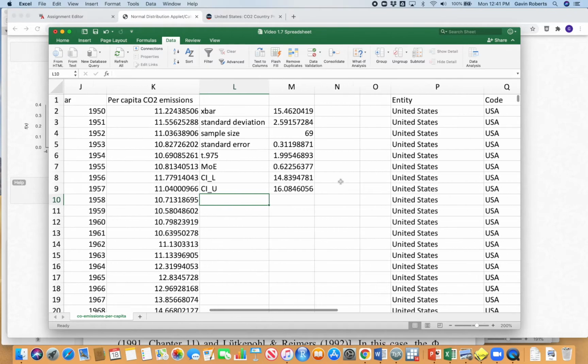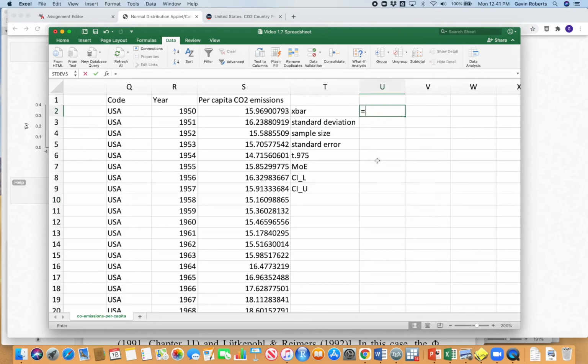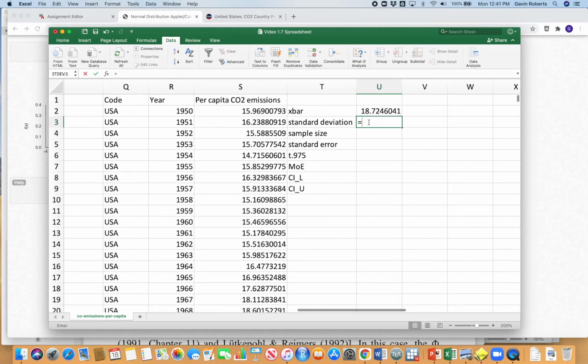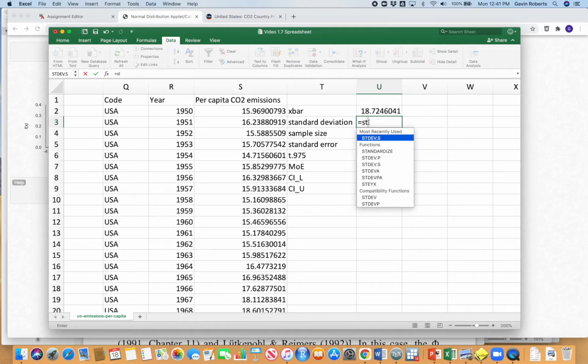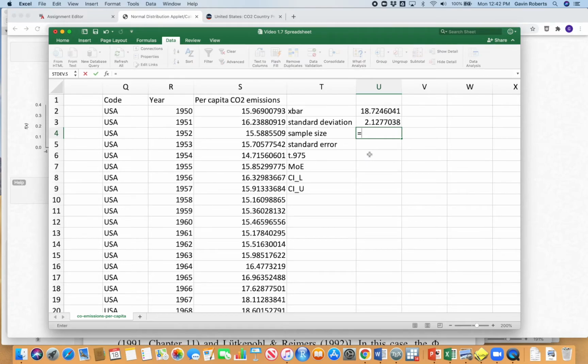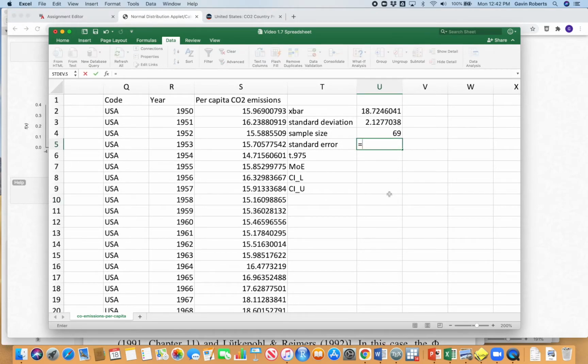Okay, so now we can do that over with our US data. Equals average, equals standard deviation, sample standard deviation. Sample size, probably going to be the same thing, but it's always good to check by using the formula to tell you. Standard error. Let's try to remember the square root this time.